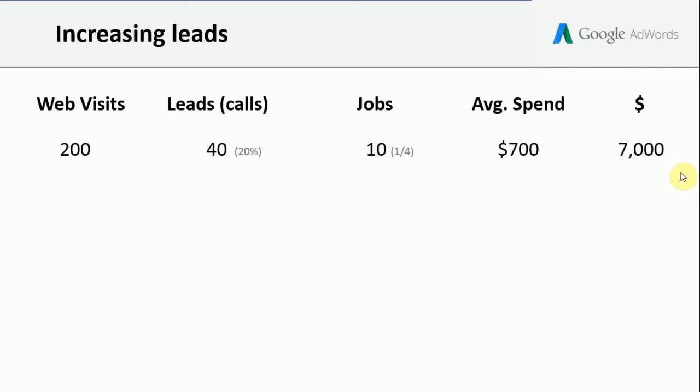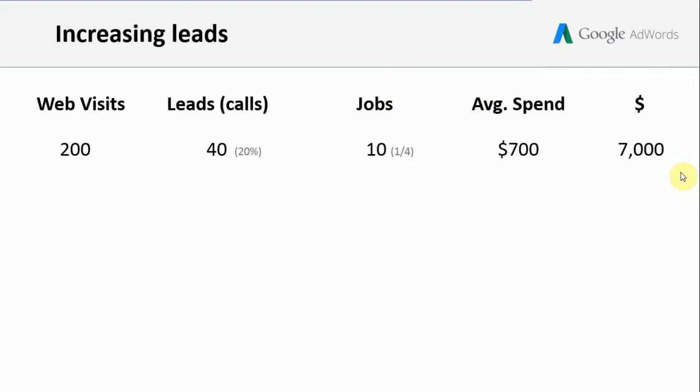Of those 200 people, about 20% of them call you. That's a very reasonable conversion rate. That's a very healthy amount of people to call you. You'll be surprised how many people go to your site and don't call. So you get 40 calls, and just say from those calls, those leads are quotes, you'll go out and quote the jobs, and just say you've got a hit rate of 1 in 4. Look, it might be higher, you might get 50% of your jobs, that's great.